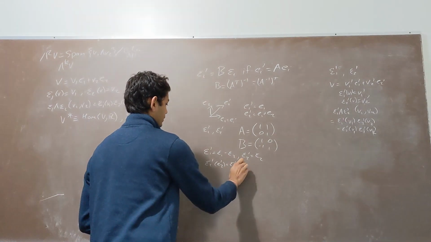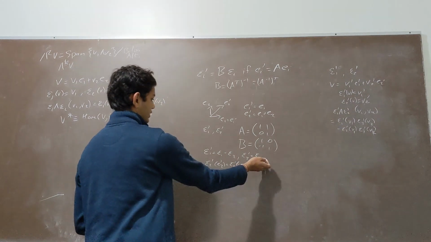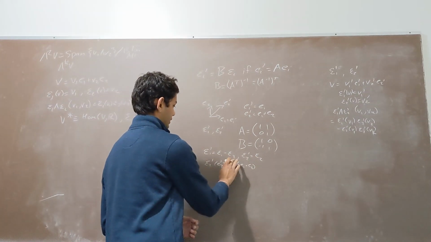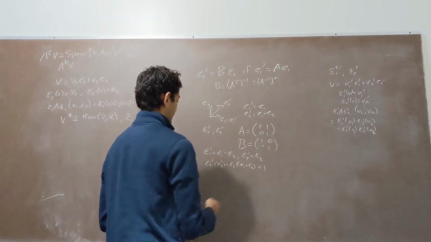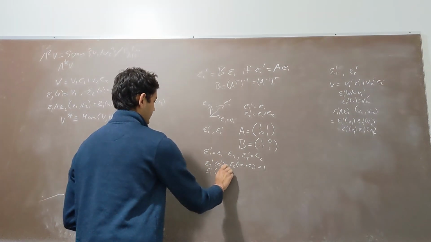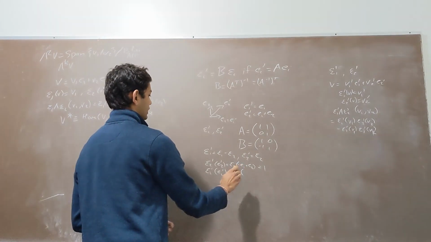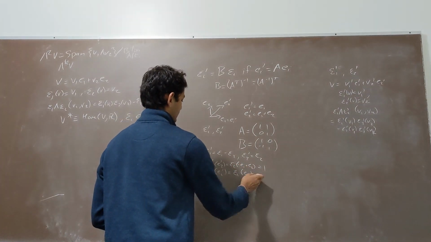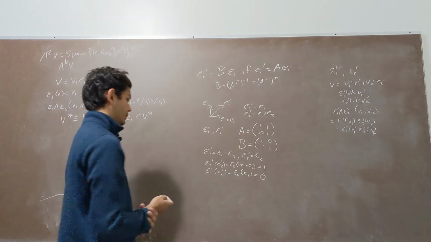And this is equal to epsilon 2 prime of E1 plus E2, which, since we said epsilon 2 prime is equal to epsilon 2, is just epsilon 2 of E1 plus E2, which is equal to 1, as we expect. And epsilon 2 prime of E1 prime is going to be equal to epsilon 2 of E1. And because there's no E2 over here, this is equal to 0. Okay.